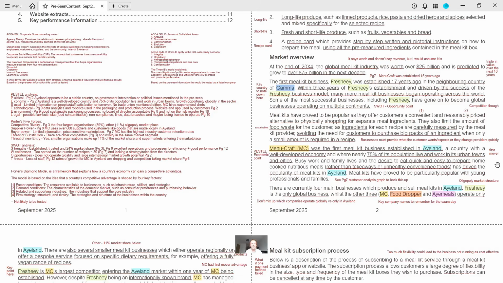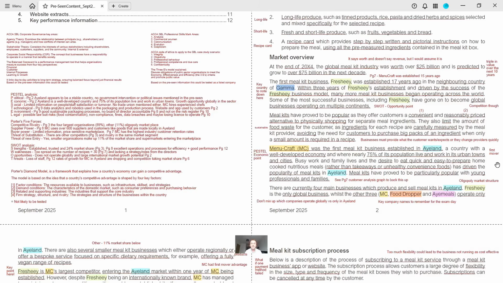We're then told that MenuCraft was the first meal kit business established in Ireland, a country with a well-developed economy, so that is an economic point from a PESTLE point of view. They have first mover advantage in Ireland, so lots of customers bought with MenuCraft first of all and then have stuck with them. And nearly 75% of its population live and work in urban towns and cities, and therefore are prime customers for MenuCraft and these meal kits.